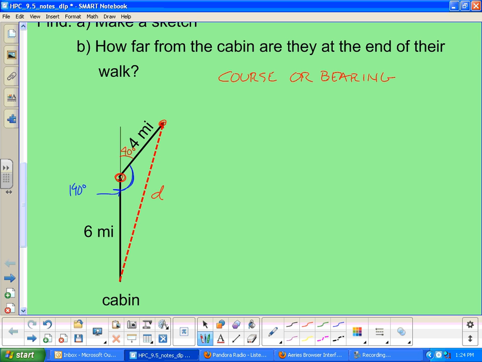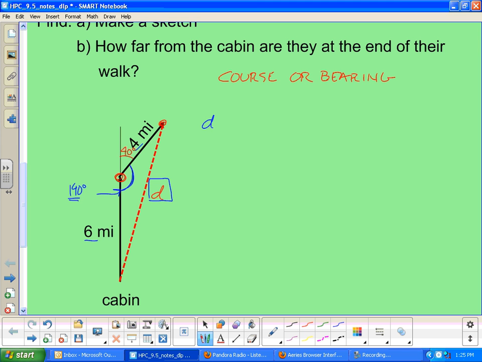All right, so that's cool. What do I do next? Can you use law of cosines? Yes, you can. In fact, that's the only thing I can use right now. Can't use law of sines. I have a side, an included angle, and a side, which allows me to use law of cosines to find D. So that's what we're going to do.